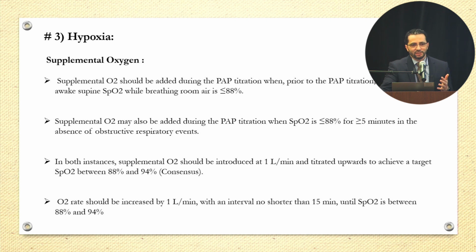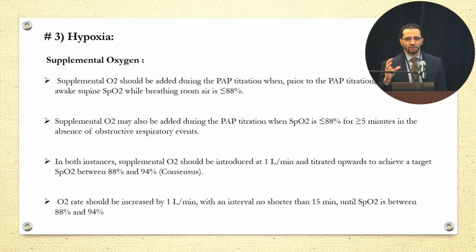Sometimes your patient is borderline, you think that eliminating the respiratory or obstructive events will improve his oxygenation, but you do eliminate the obstructive events and your patient is still hypoxic. In that case, you start them on oxygen if their oxygen saturation is less than 88% for at least 5 minutes. And how you do that, you start oxygen at 1 liter. Your goal is to achieve an oxygen saturation of 88 to 94% between your PAP machine and your oxygen supplementation at night. So whoever is hypoxic before the PAP titration, you give them oxygen to reach 88%.